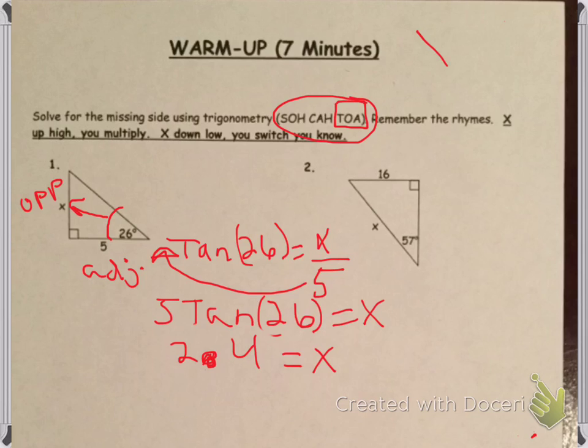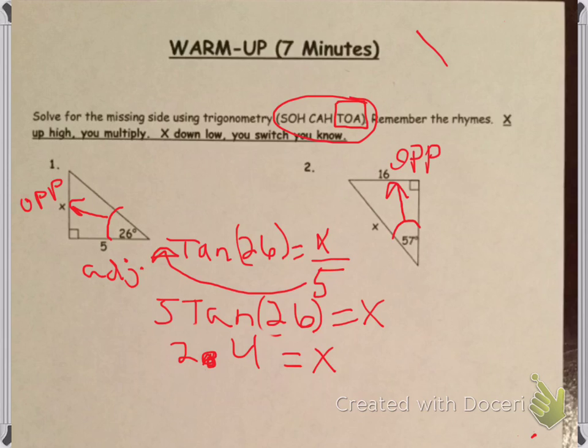All right. So now I'm going to go to the next one. Okay. My reference angle on the next one is 57 degrees. And so from 57, I'm going to decide what these sides are compared to 57. So I look across from 57. And so if it's across, it's opposite.